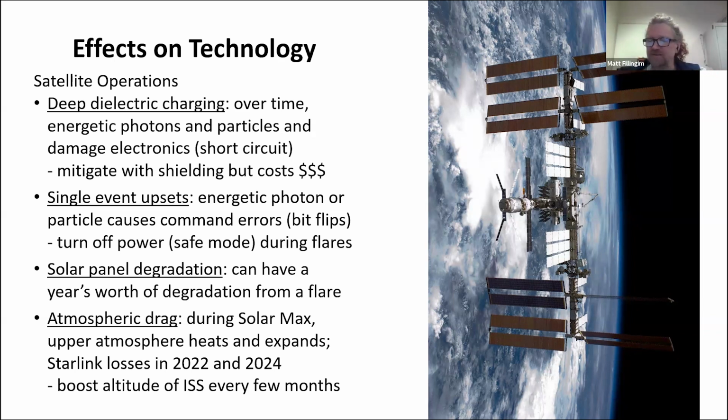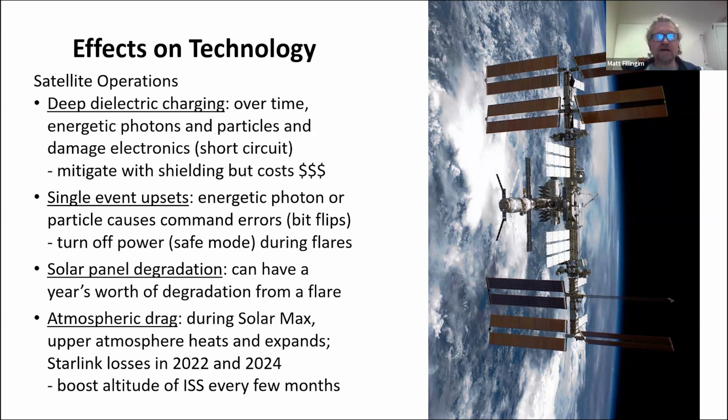But when you have a solar flare, or energetic coronal mass ejections, there's a whole bunch of energetic particles hitting your solar panels all at once. You can have a year's worth of degradation in just the course of a few hours. And that really can decrease the lifetime of your satellite. And there's really not much you can do except try to design it to withstand that.